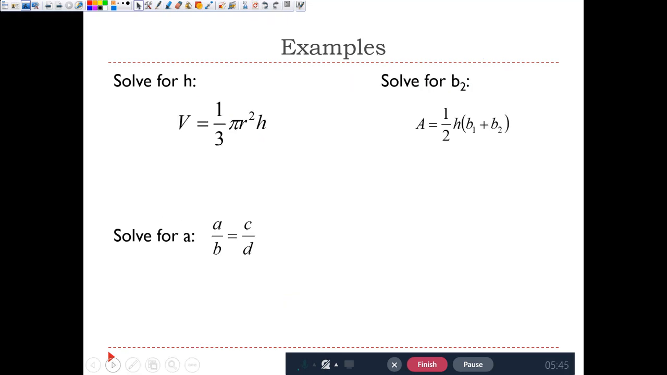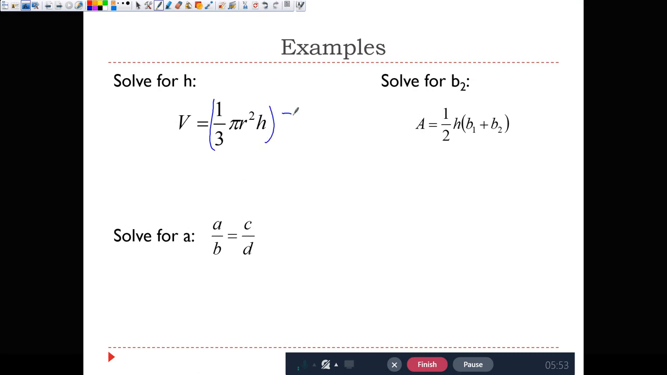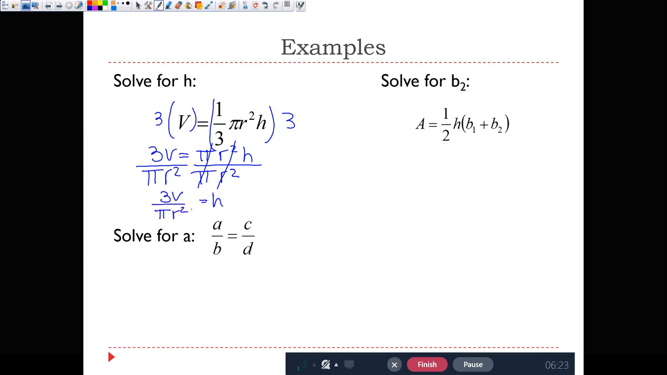Okay, so volume equals 1/3 pi r squared h, and we're trying to find h. So my first step is to eliminate my fraction, so I'm going to multiply both sides by 3. So I'm going to have 3v equals pi r squared h. So right now, h is being multiplied by pi and r squared, so I have to divide by pi and r squared. Whatever you do to one side, you have to do to the other side. Because anything over itself is 1, so I'm going to be left with 1h, or h, equals 3v over pi r squared.